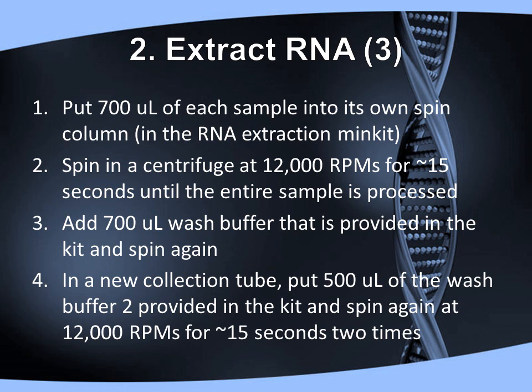We had to spin in a centrifuge at 12,000 rotations per minute for 15 seconds until the entire sample was processed. Adding 700 microliters of the wash buffer, which was provided in the kit, and spinning continued our process. In a new collection tube, we put 500 microliters of the wash buffer, also provided in the kit, and we spun them again at 12,000 rotations per minute for 15 seconds, 2 times.